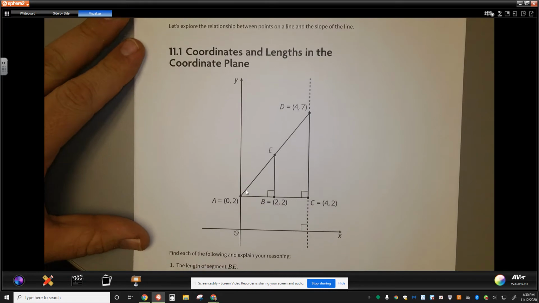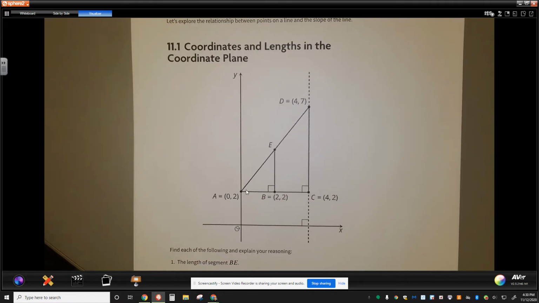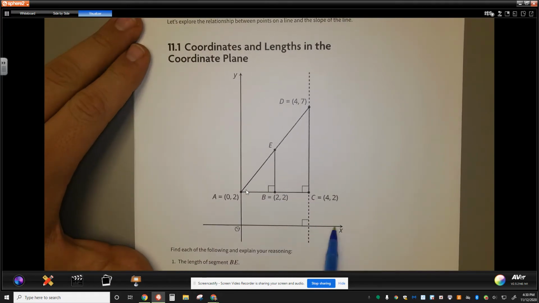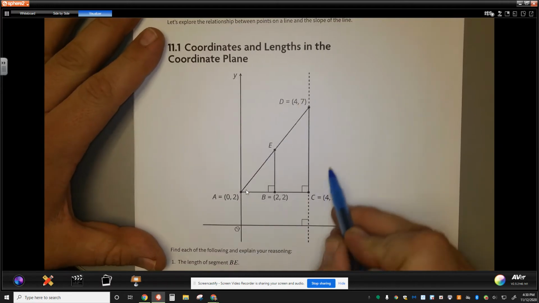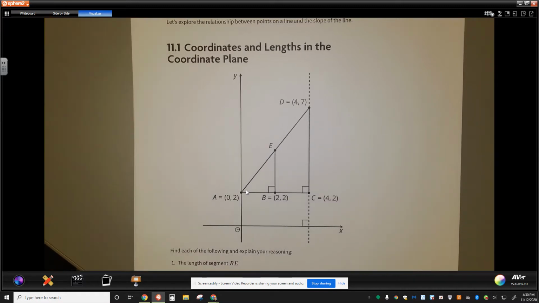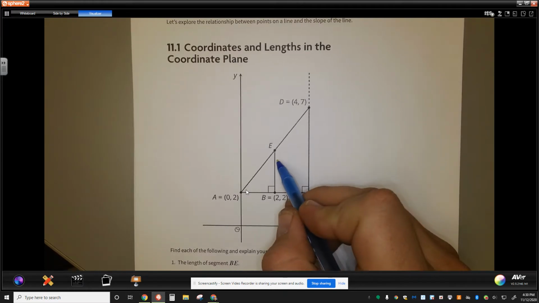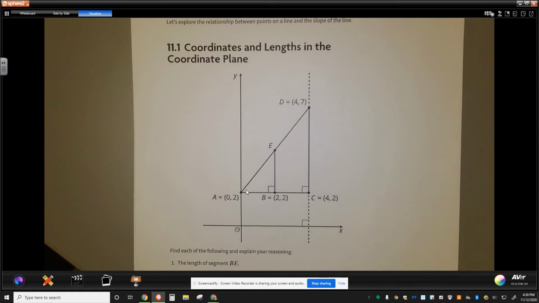Now, what you may notice about this diagram, first off, is that we have the x-axis and the y-axis. So this is a coordinate plane. This is the graph information that is on our coordinate plane, and we are going to talk about that graphing. Specifically, what we're looking for is this. We need to talk about the length of BE. So I need to know that length right there.